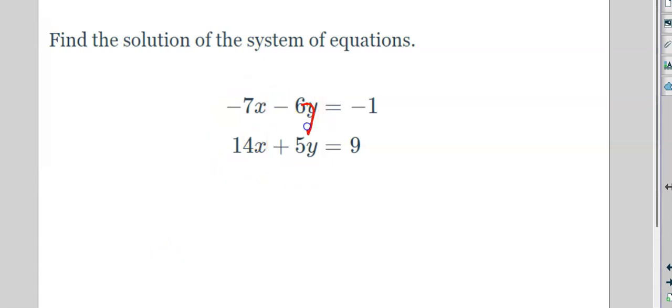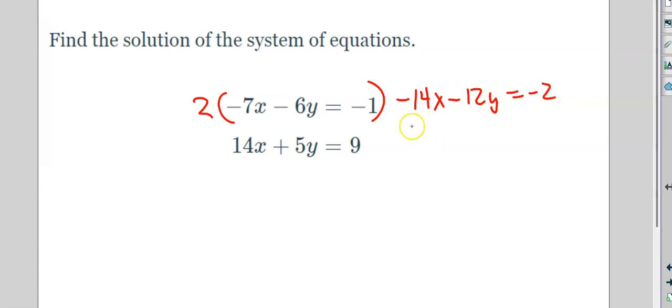But I can't multiply 6 to become a 5, and I can't multiply 5 to become a 6, but I can do that over here because 7 and 14 are in the same family, right? 7 is a factor of 14. So I'm going to focus on eliminating these terms this time by multiplying everybody in my top equation by 2. Keep my second sentence the same.